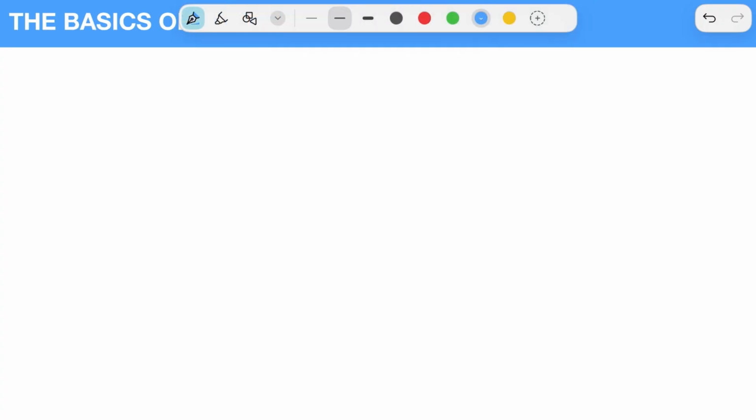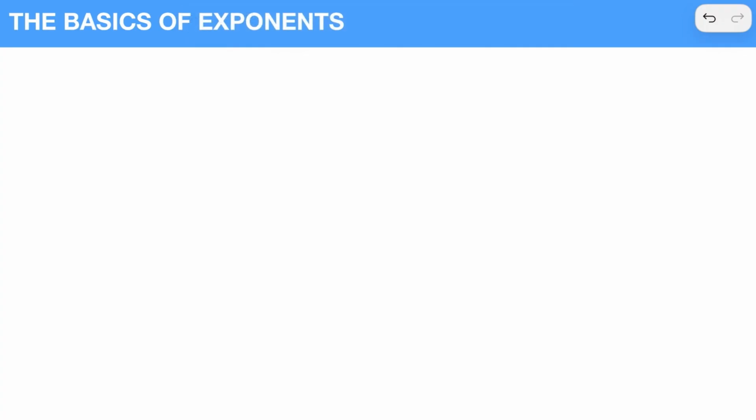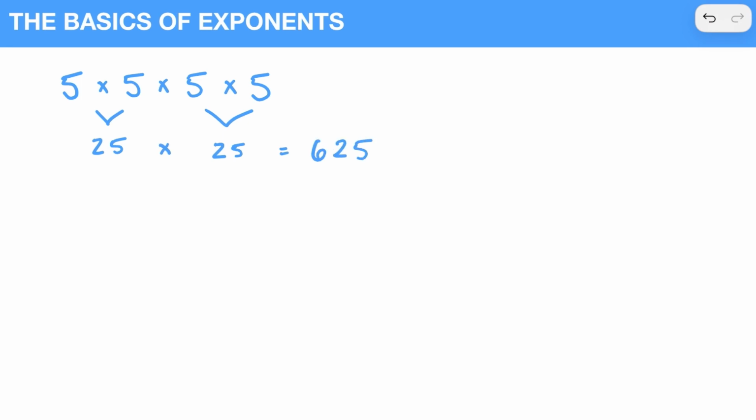Let me give you an example. Let's say I wanted to do 5 times 5 times 5 times 5. Well, what would this be? 5 times 5 is 25. 5 times 5 again is 25. 25 times 25 is equal to 625. Obviously, that's a lot of writing.